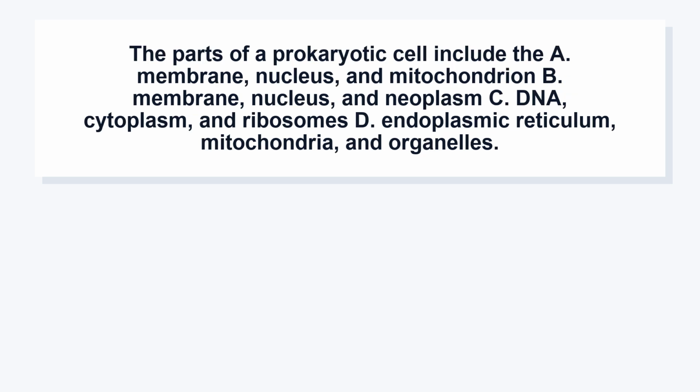The parts of a prokaryotic cell include the A. membrane, nucleus, and mitochondrion. B. membrane, nucleus, and neoplasm. C. DNA, cytoplasm, and ribosomes. D. endoplasmic reticulum, mitochondria, and organelles.